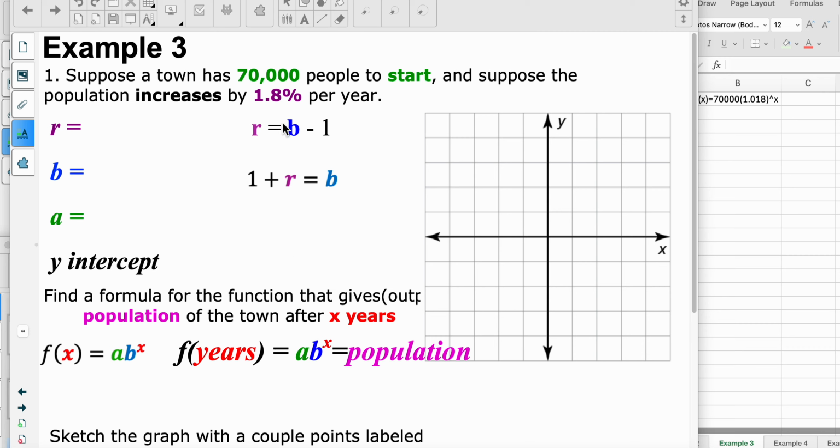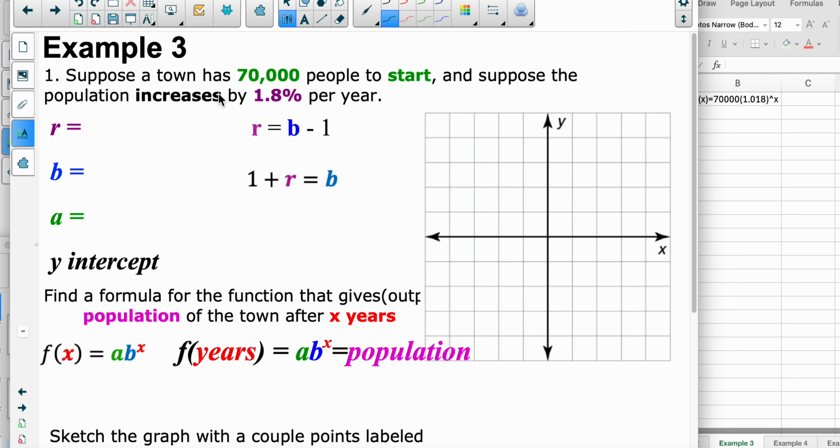I'm going to work example 3 from section 3.2, exponential functions. This is in your packet. So in example 3, we're given a word problem. Instead of being given the function and dissecting it, we're given a word problem.